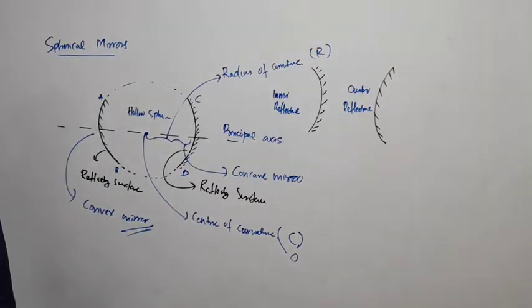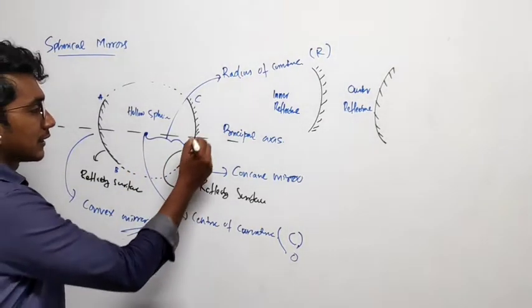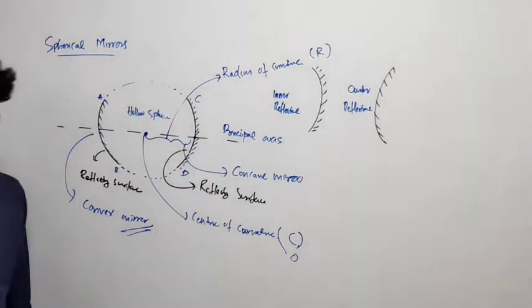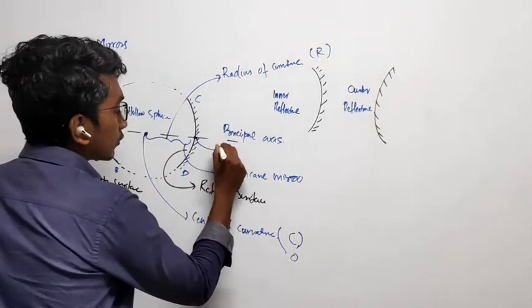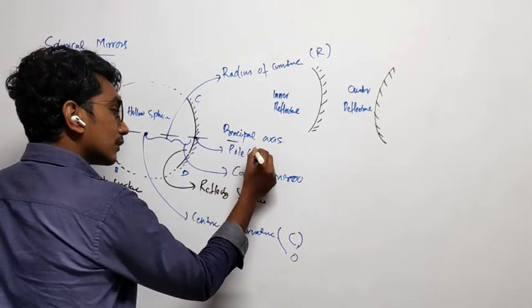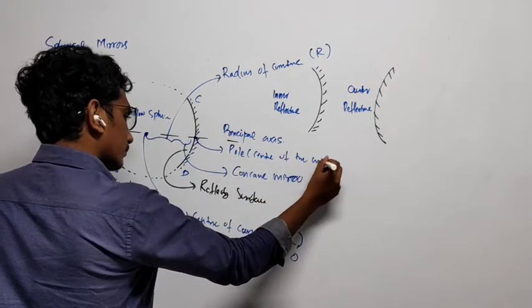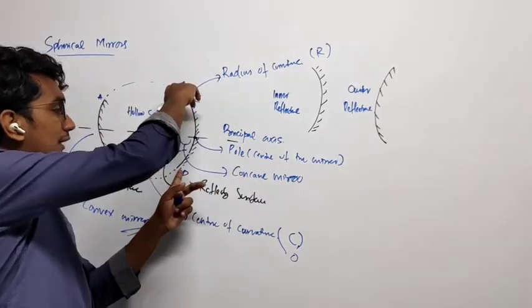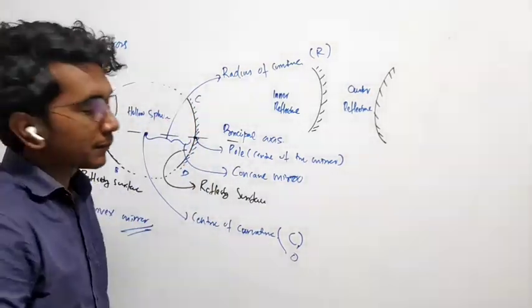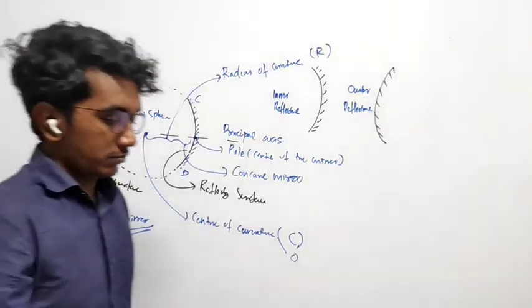Let's look at the other things. We can consider this the center of the mirror, and this is what is known as the pole. The pole is the central portion of the mirror: the center of CD or the center of AB is known as the pole.